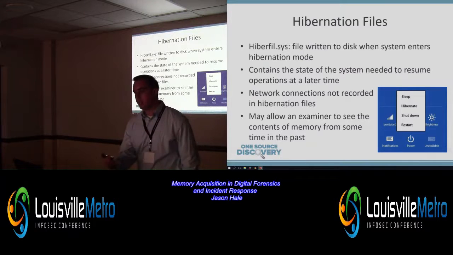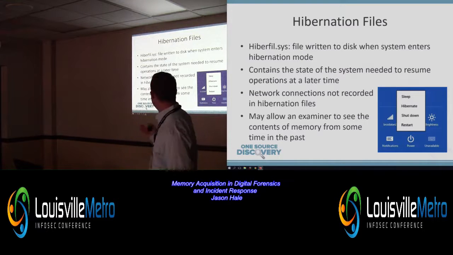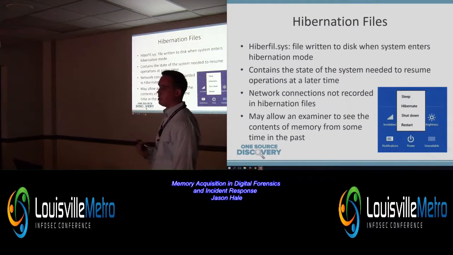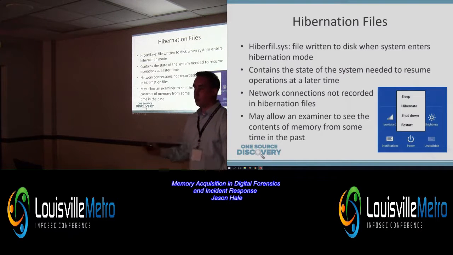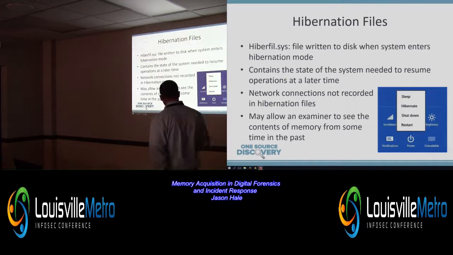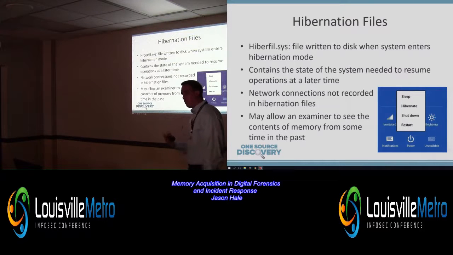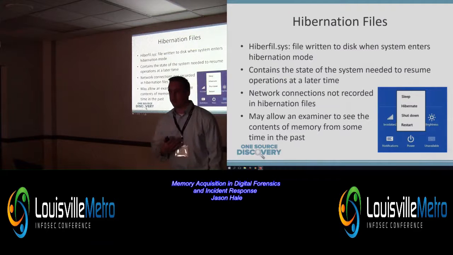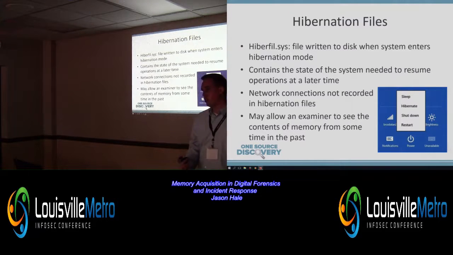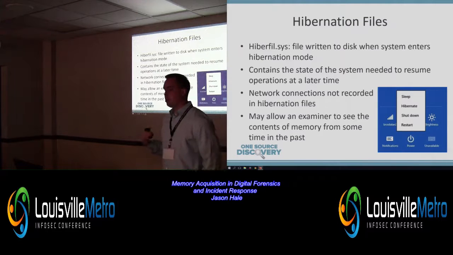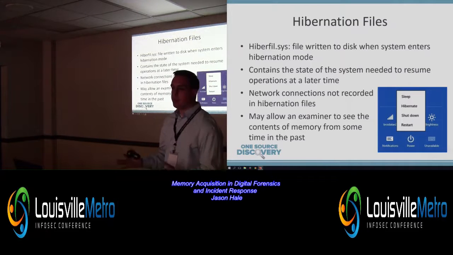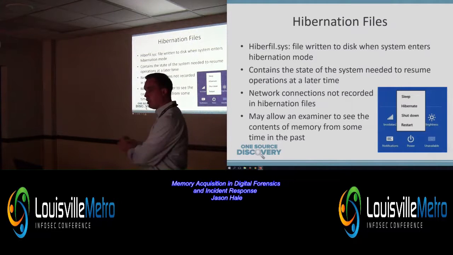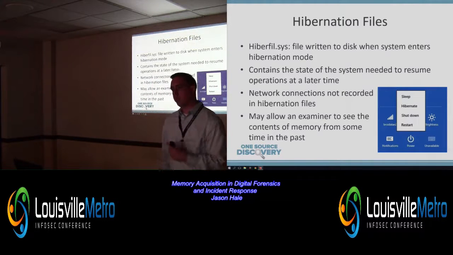If you don't see a network connection in a hibernation file, it doesn't necessarily mean that there wasn't one before the hibernation file was created. So the big thing here is that this will allow an examiner, or may allow an examiner, to see the state of the system at some point in the past through disk forensics. And then when you incorporate things like volume shadow copies, that each will include a different hibernation file, then it becomes really interesting.